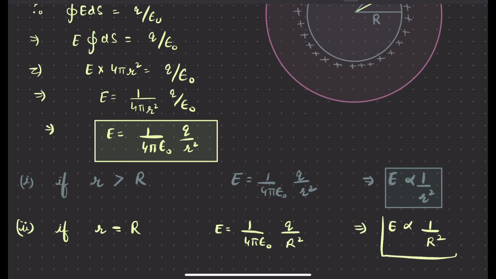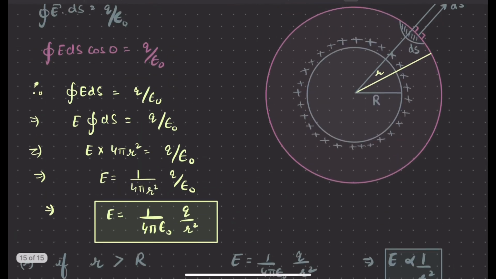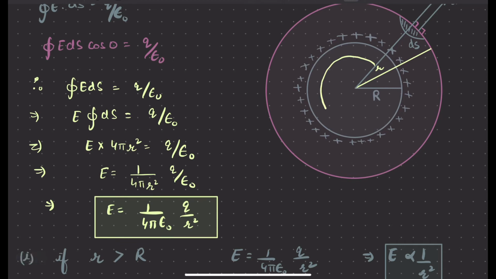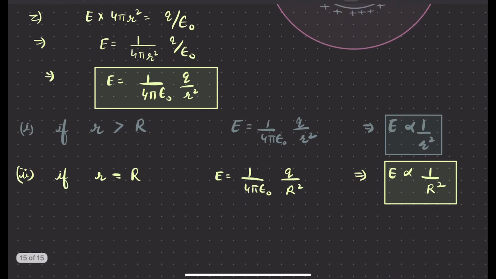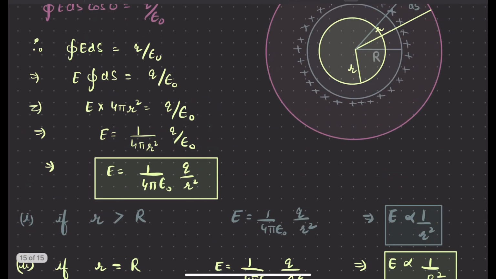And in the third case, if we consider the Gaussian surface to be lying inside the shell, so this yellow colored sphere which now I have made, such that small r is smaller than capital R. That is, small r, the radius of the Gaussian sphere, is smaller than the radius of the spherical shell. Now in this case, this positive charge is lying all outside the spherical shell. It is not lying inside the shell. So this Gaussian sphere is enclosing zero charge. So the charge enclosed by the Gaussian surface is zero.